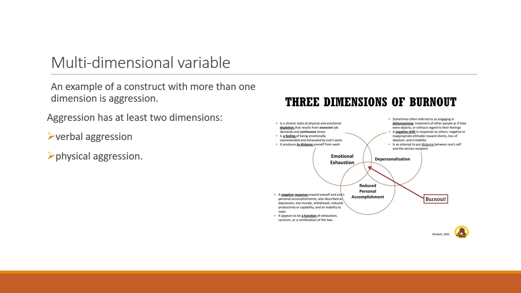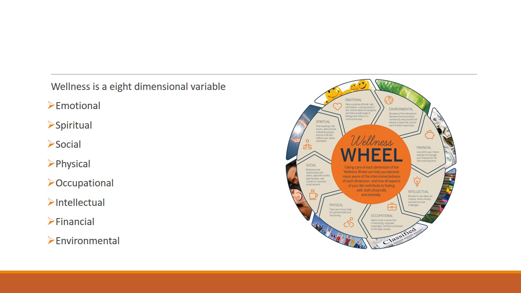Not the element, it is the dimension. So we have made the dimension. An element is when we are emotionally exhausted, and then how will we measure the emotional exhaustion through different elements, which I discussed before. Here we are talking about the dimension. Wellness is another variable.